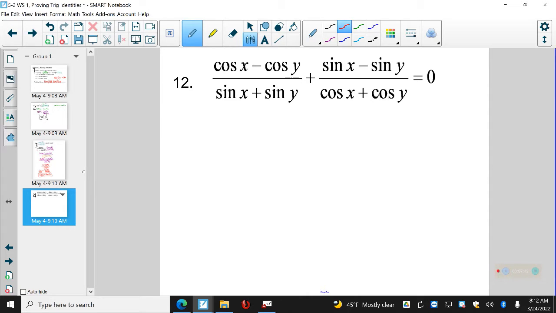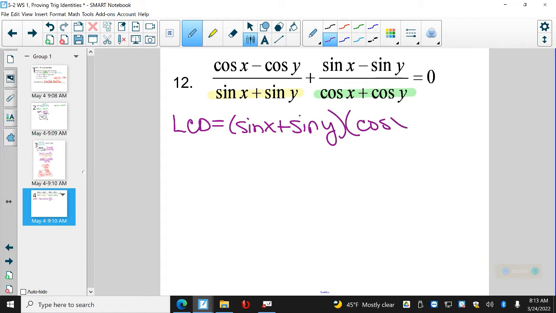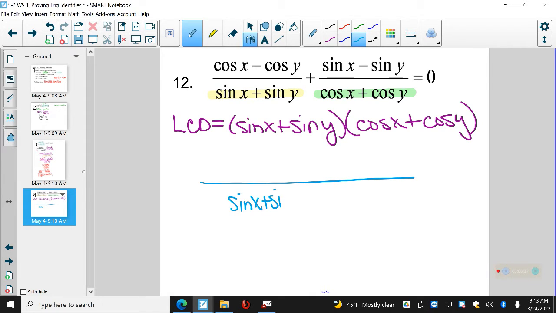Okay? So you have two fractions attached by addition. So when you have two fractions attached by addition, what must we find first? The LCD. What is the LCD between this denominator and this denominator? Sine of x plus sine of y, and cosine of x plus cosine of y. When it looks ugly like this, you are simply going to multiply the denominators together. Yes? So what I'm going to have here is one fraction with this denominator.